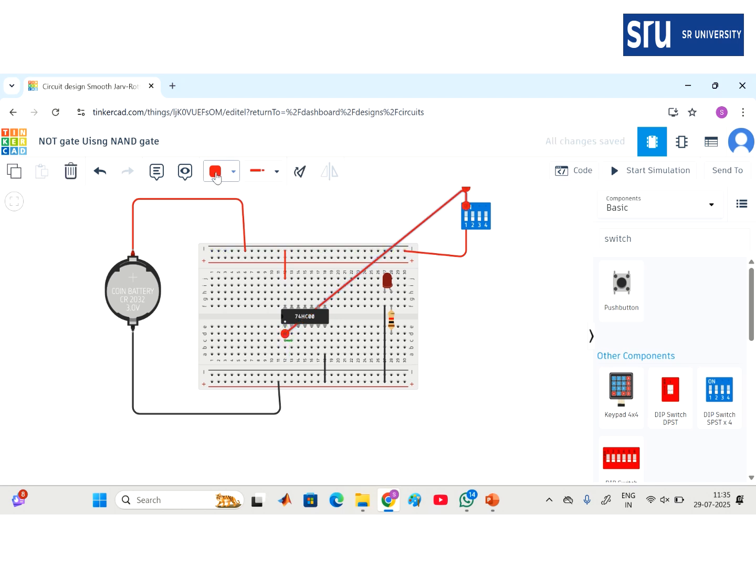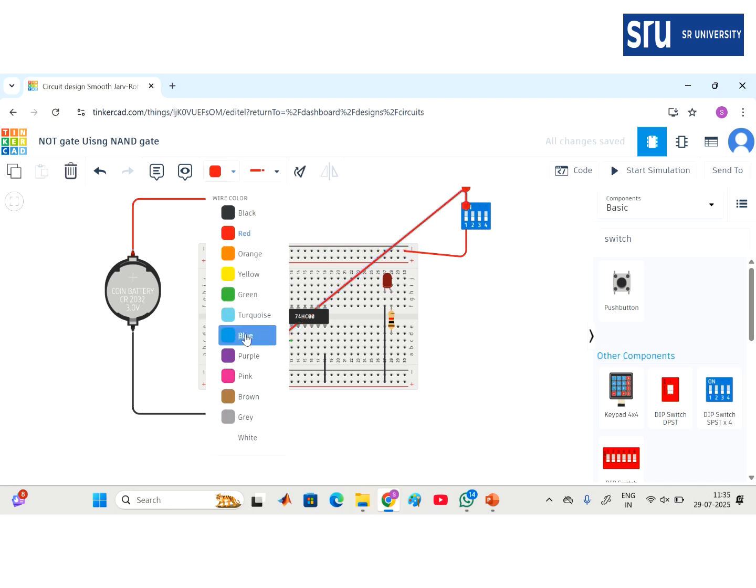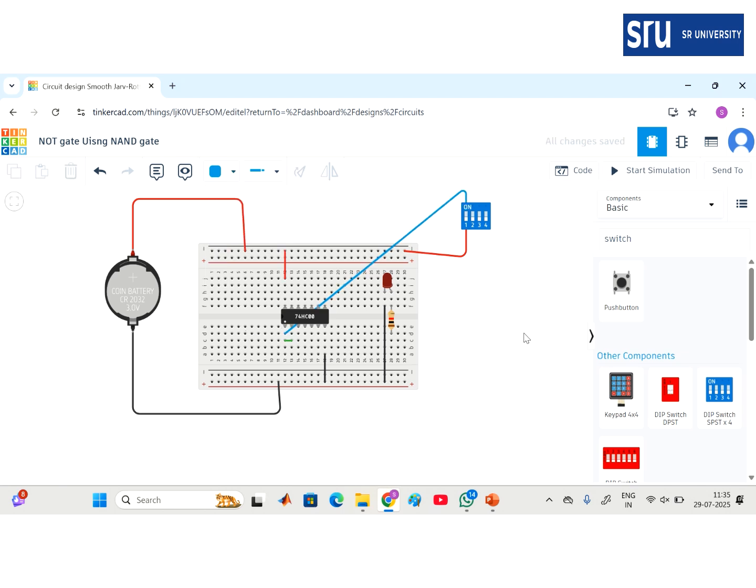So let us change this input color to blue. Remember, this blue color is the single input I have given. I have shorted 1A and 1B with a green color. Where is my output available? My output is available at this pin number 3, and this is my output.